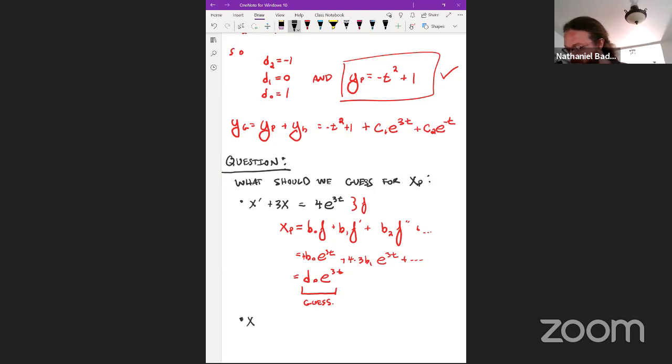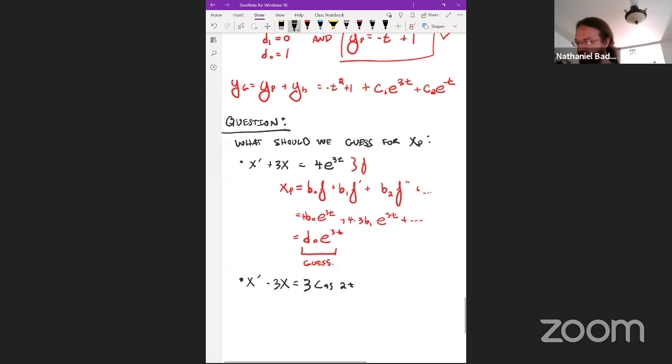What about x prime minus 3x equals 3 cosine of 2t? Okay, what should we guess for our particular solution in this case?